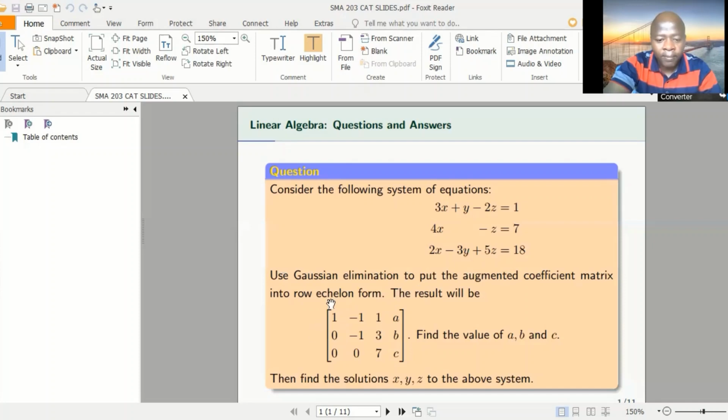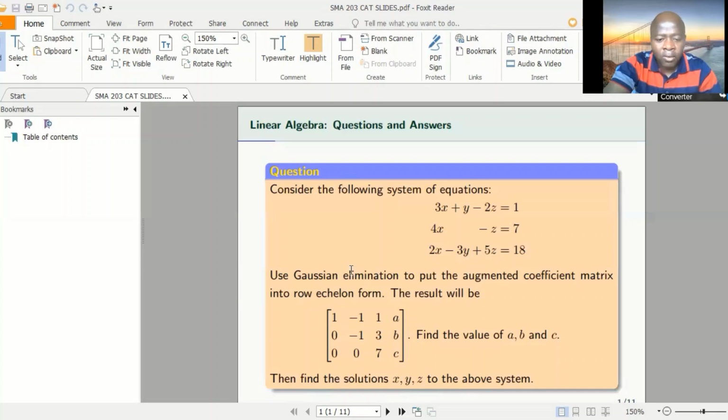Obtain this: the result will be row 1: 1, negative 1, 1, a; row 2: 0, negative 1, 3, b; and then row 3: 0, 0, 7, c. Find the values of a, b, and c. And then after finding the values of a, b, and c, solve this by back substitution from the last equation going up to find the values of x, y, and z.